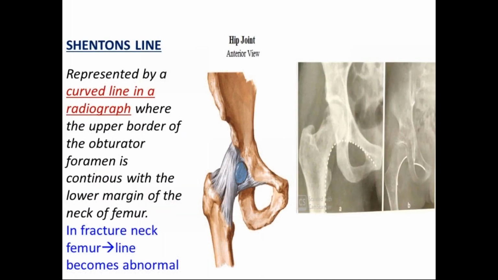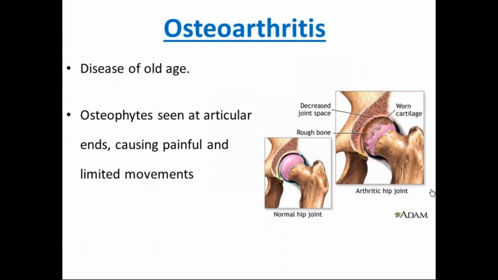Also, radiographically, a curved line where the upper border of obturator foramen is continuous with the lower margin of neck of femur is known as Shenton's line. During the fracture of neck of femur, this line becomes abnormal or there is a break in the continuity of this Shenton's line. Next clinical aspect is the osteoarthritis. It is a disease of old age in which the osteophytes are seen at the articular ends, causing painful and limited movements. The joint space is decreased in this.